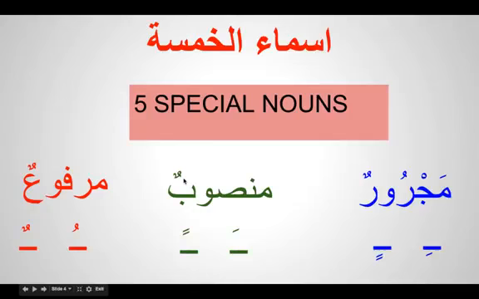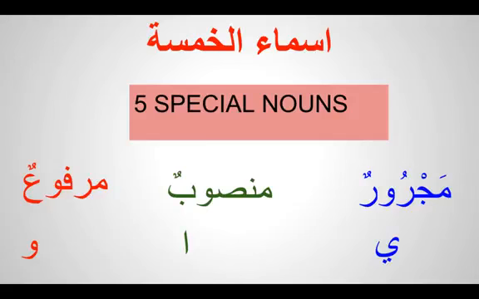So what are those signs? When they become mudaf, the sign of marfu will be waw. Waw is attached to them. So that's how we know it is a marfu. And alif is attached to the noun, and that is how we know it is mansub. And ya is attached to the noun, and that is how we know it is majroor. Let's do the example, and inshallah you will understand completely.